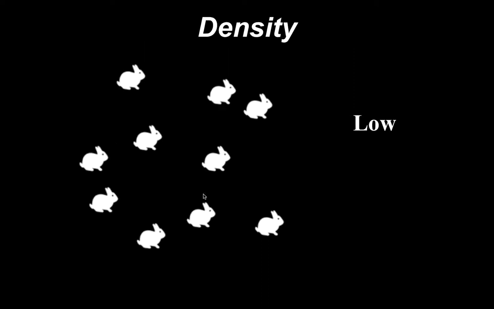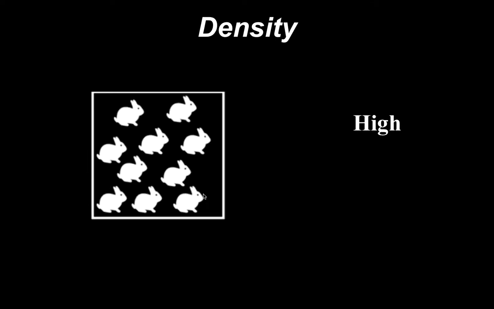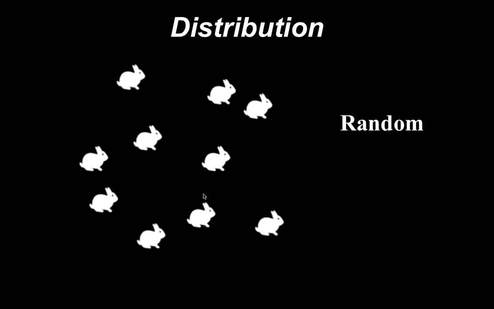We can also talk about the density of the rabbits. So this will be a low density situation. They're all spread out versus a high density situation. They're all kind of clumped together. So the distribution of the rabbits can also be 3 different types. So we can have random distribution. They're just kind of all over the place, no rhyme or reason.